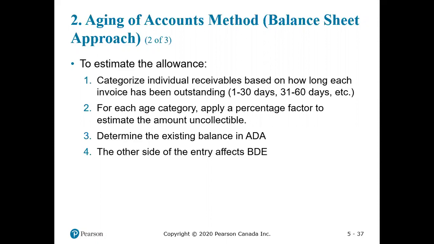So, for example, say company A estimates that for all accounts receivable invoices that have been outstanding 1 to 30 days, they think 2% of that is not collectible. Then for all AR invoices that have been outstanding for 31 to 60 days, they think 7% are not collectible, etc. You would calculate what's not collectible based on the balance in each of those categories multiplied by their respective percent estimated uncollectible.